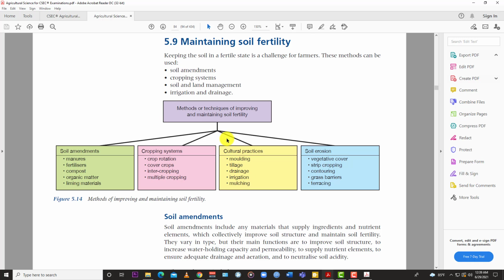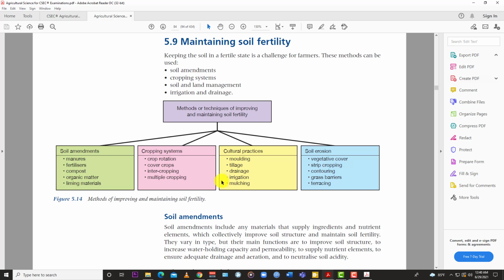If you take a look in our textbook, we see a whole lot of soil maintenance tactics, and one of them would be cultural practices. Under these cultural practices, we have molding, tillage, drainage, irrigation, mulching. So right off the bat, you can tell which ones are more applicable to getting excess water out of the soil. And so we have molding. Now molding is where you scrape some soil around the roots of the plant, and molding will help with the drainage of excess water. So that's one way you can do that, by molding.